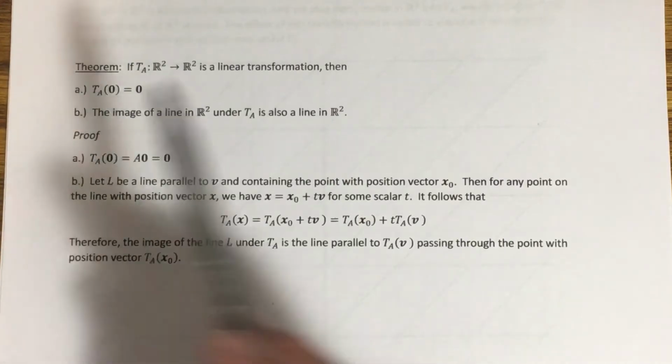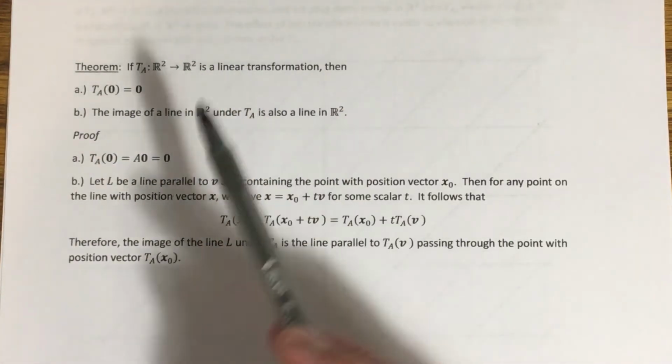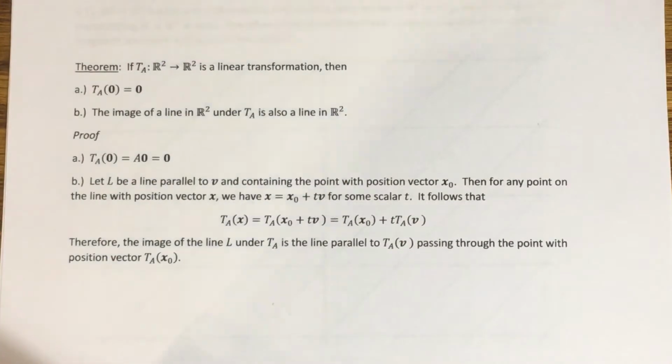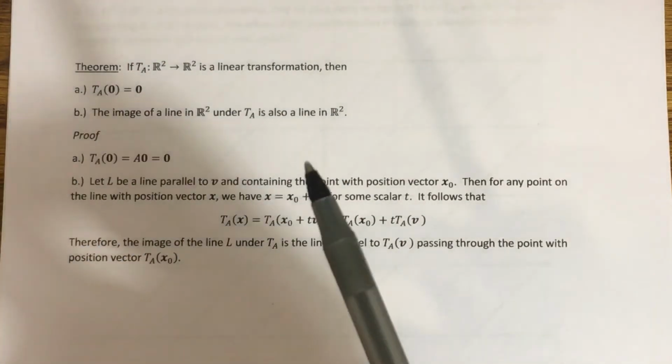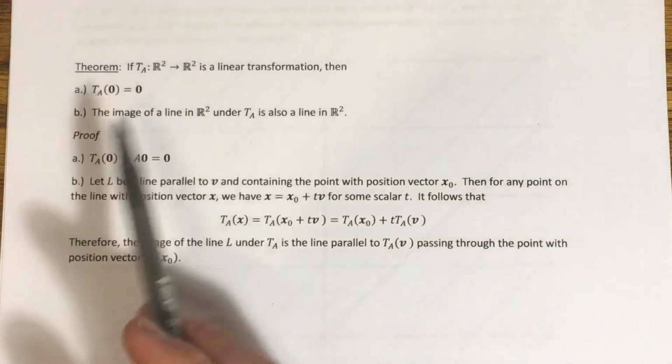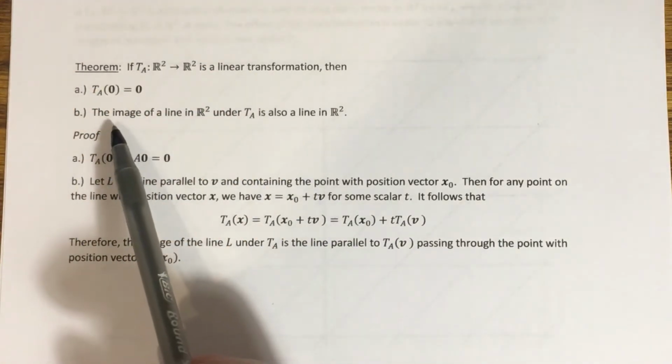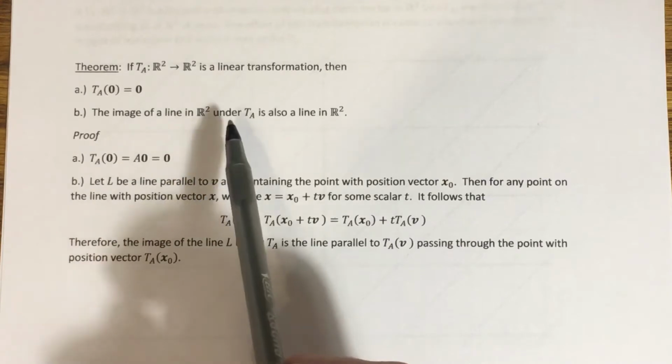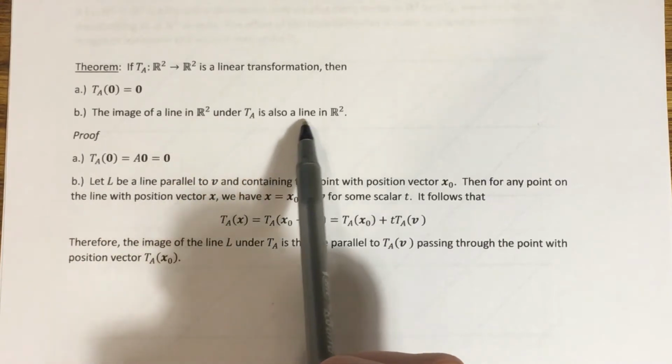Okay, so the 0 vector is never stretched or rotated anywhere else. And that kind of makes sense because you can't take a point and stretch it into a vector. And if you rotate a point, nothing changes about that point. So we would expect that. Secondly, the image of a line in R2 under our linear transformation is also a line in R2.